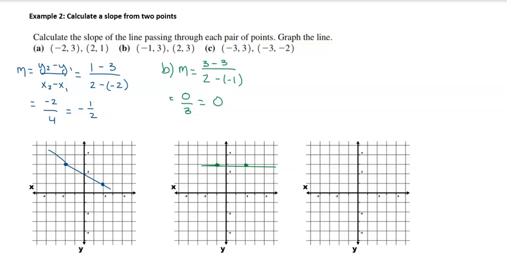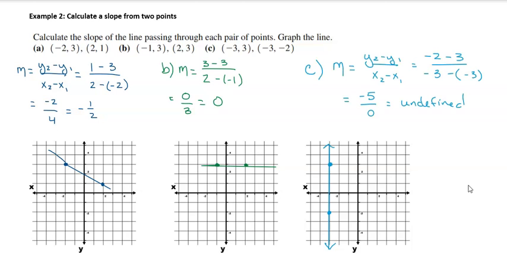All right. Okay, the last one I'm going to let you try, so pause the video and give it a shot. Okay, so you should get negative 5 over 0, so that is an undefined slope, which is a vertical line. So then you go to graph it and you see that it is definitely a vertical line.